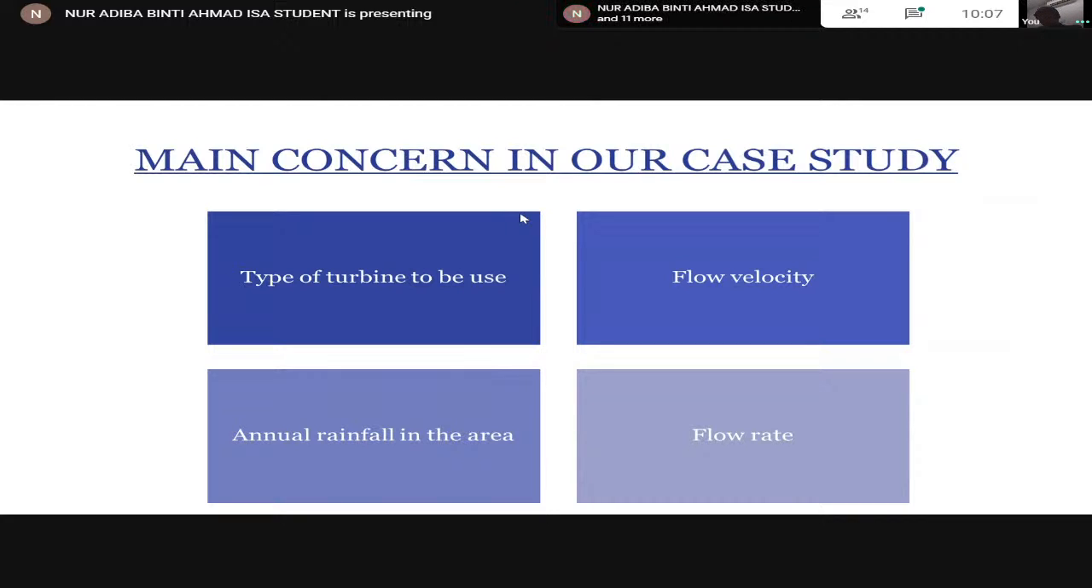So for the velocity, it influences the performance of the turbine, and the flow rate, turbine rotor design, and water head affect the turbine performance. For the annual rainfall in the area, if the area doesn't have annual rainfall, the construction of the hydropower will suffer losses and will not give benefit to the residents of the area.